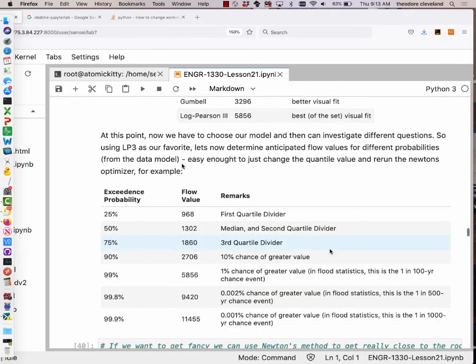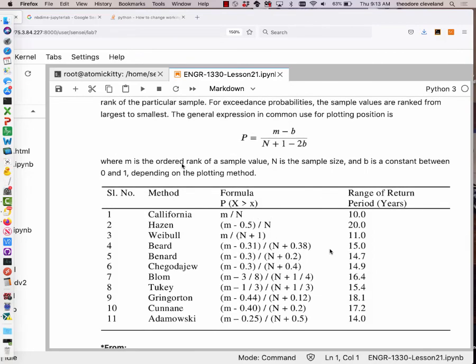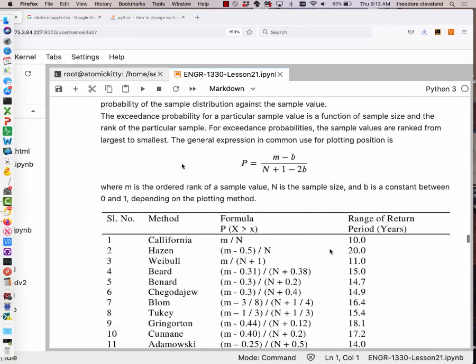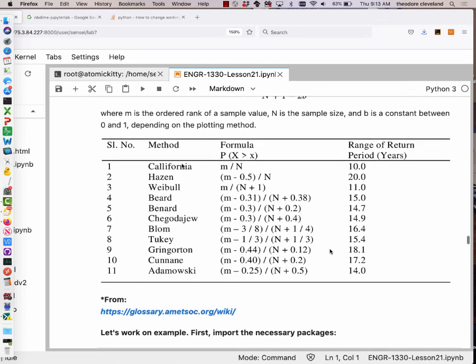We could use Newton's method to fit all these things. And then the last part, you can read this on your own, is just a little bit of discussion of some different plotting positions. And in 15 minutes, we will have lab number 21, which will be pretty much doing what I just did here.